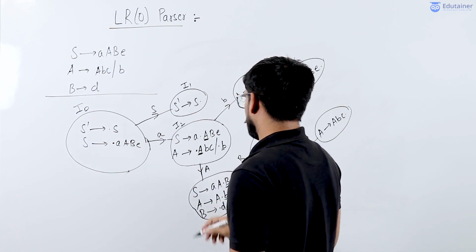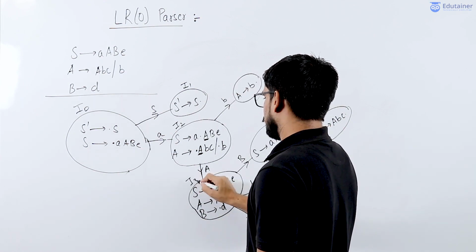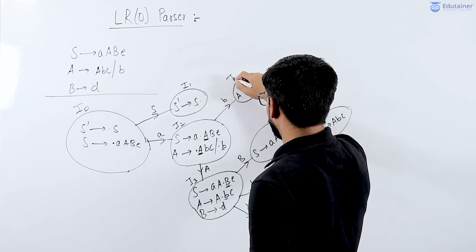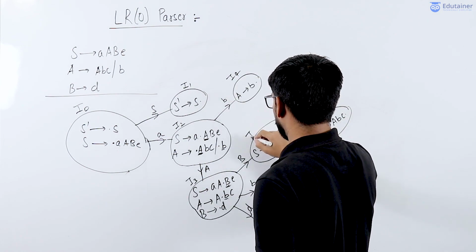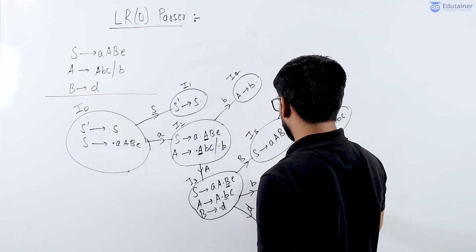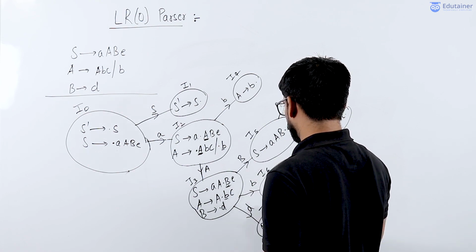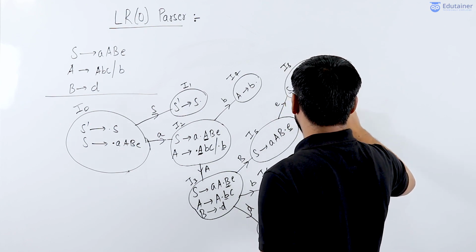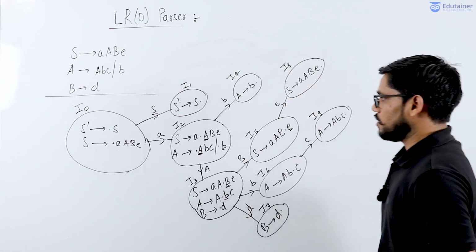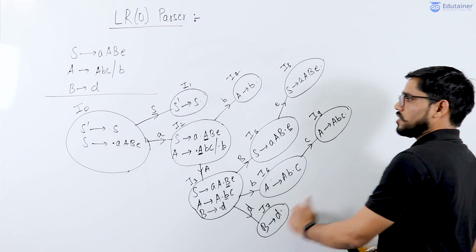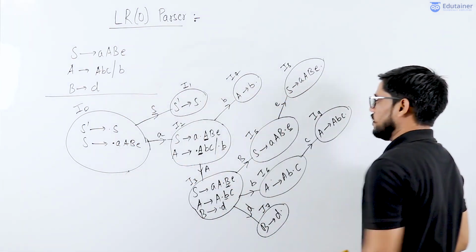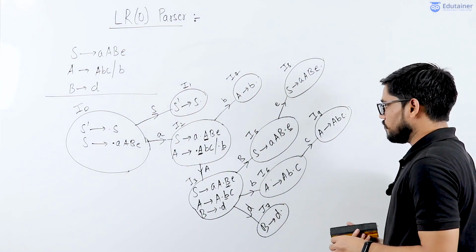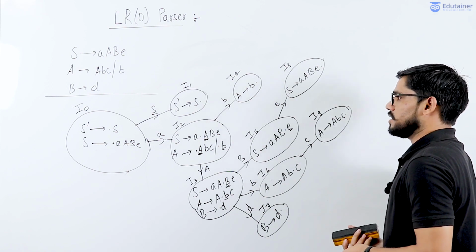So I will just name the states I0, then I1, I2, I3, I4, I5, I6, I7, I8 and I9. So this is called the canonical collection of LR0 items. In the canonical collection of LR0 items, we have a total of 10 states present.